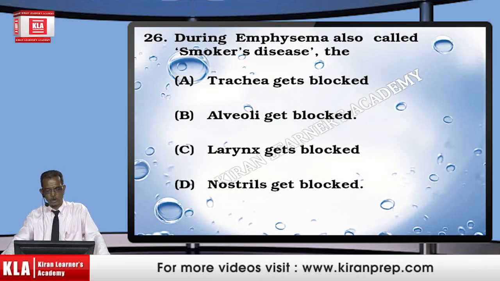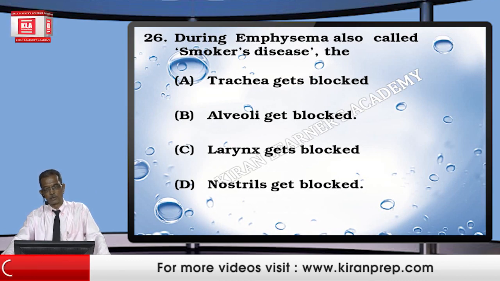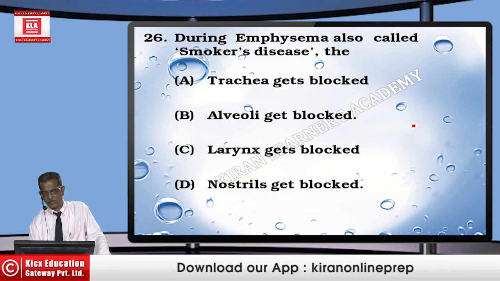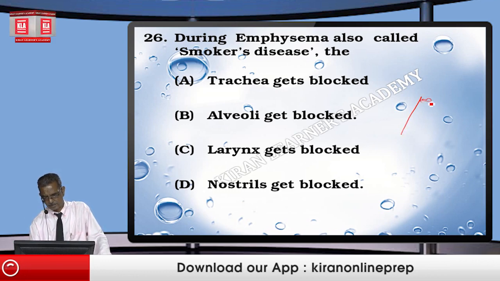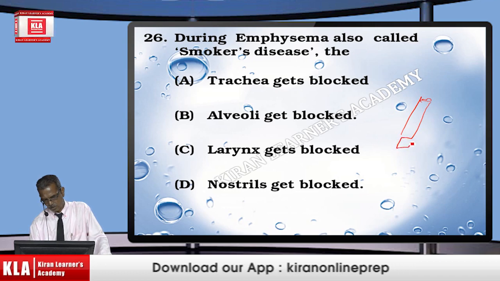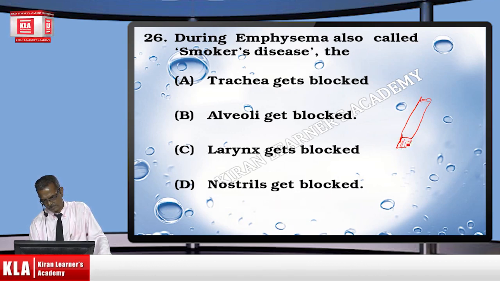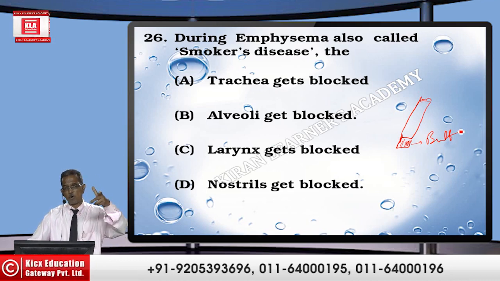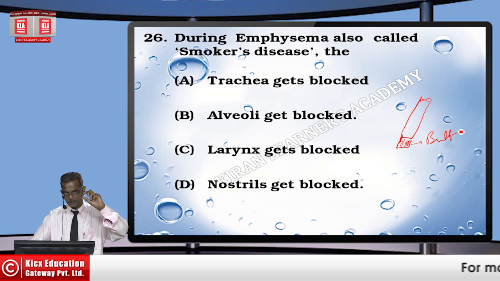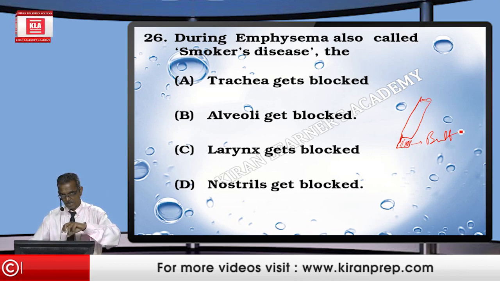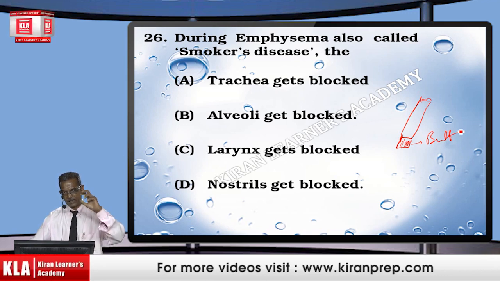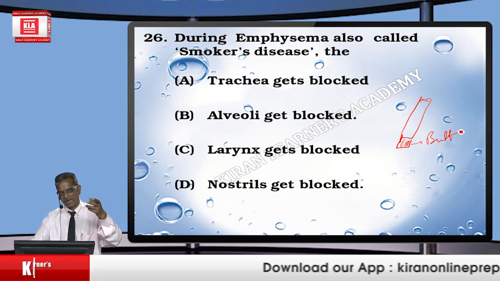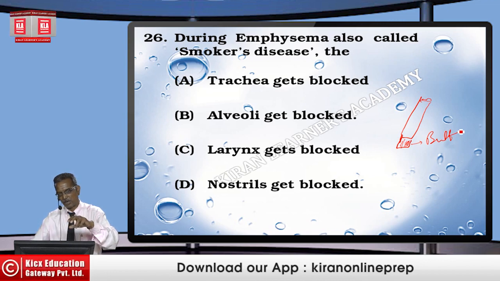Next. During emphysema, also called smoker's disease. Now, to see the smoker's disease, look at a cigarette butt. The lower part of the cigarette has this cotton-like structure that we call the butt. Now, once a person has smoked, look at the butt before and after. Initially it was white like cotton, but after the person has smoked the cigarette and thrown the butt away, you see it is blackish.